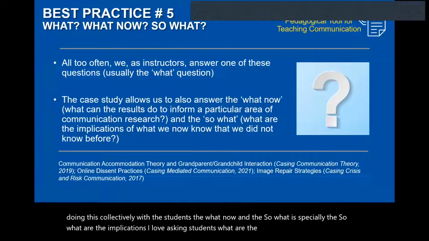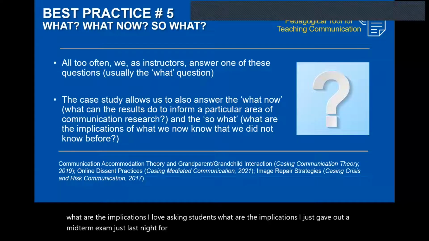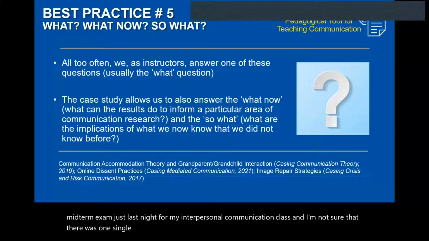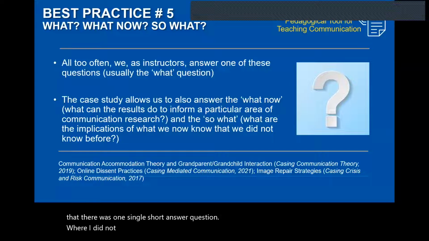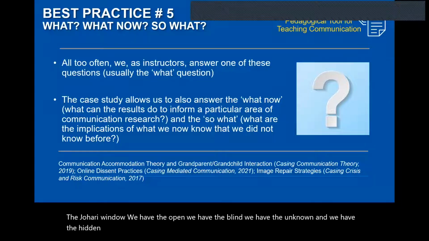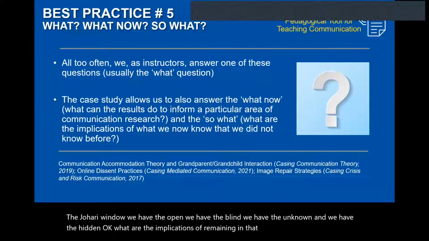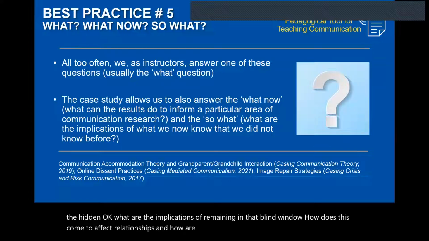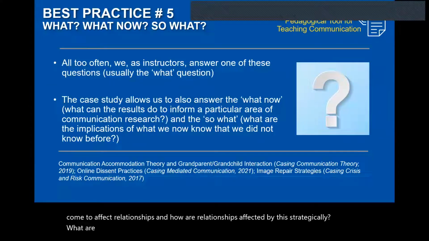I just gave out a midterm exam last night for my interpersonal communication class, and I'm not sure there was one single short answer question where I did not say, and explain the implications of this. The Johari window: we have the open, the blind, the unknown, and the hidden. What are the implications of remaining in that blind window? How does this affect relationships, and how are relationships affected by this? Strategically, what are the metaphors that are linked to this?